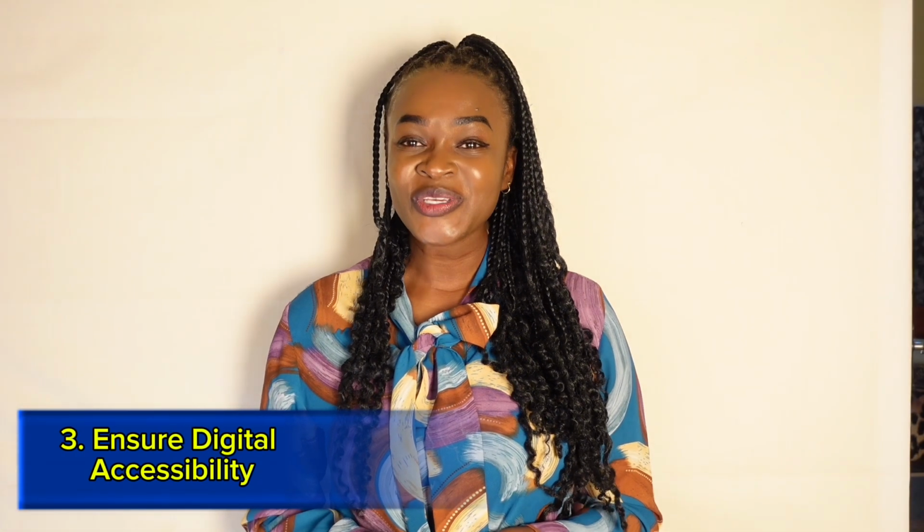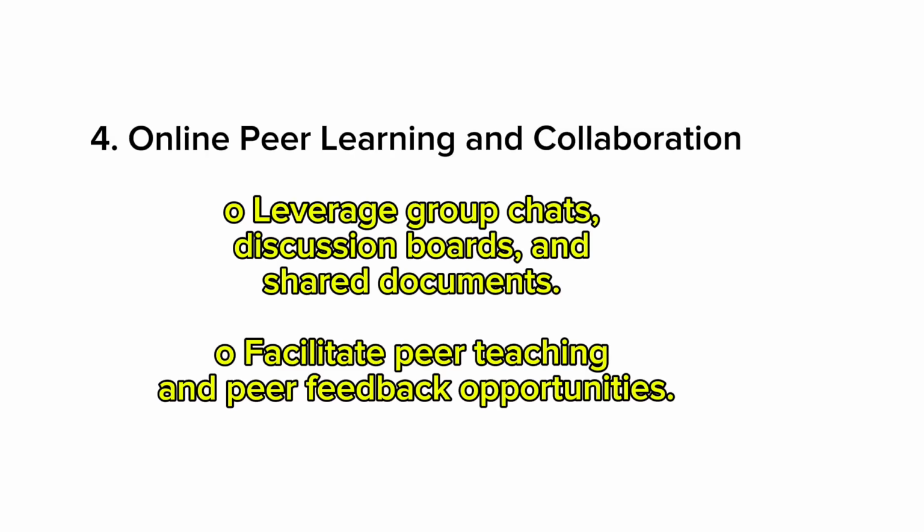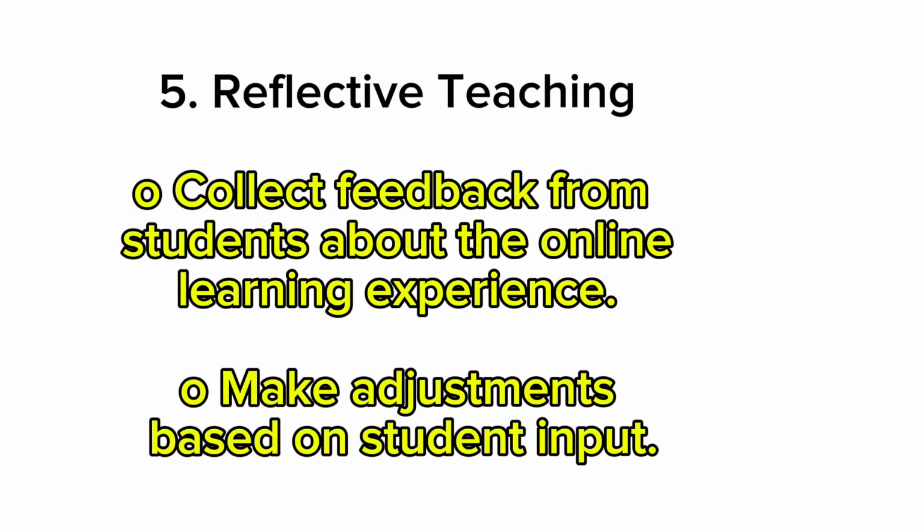Number three, ensure digital accessibility. To achieve this, use captions, text alternatives, and compatible platforms. Follow accessibility guidelines for online content. Four, incorporate peer learning and collaboration. Do this by leveraging group chats, discussion boards, and shared documents. Facilitate peer teaching and peer feedback opportunities. And five, make sure that you incorporate reflective teaching. In reflective teaching, you can collect feedback from students about the online learning experience and make adjustments based on student input.